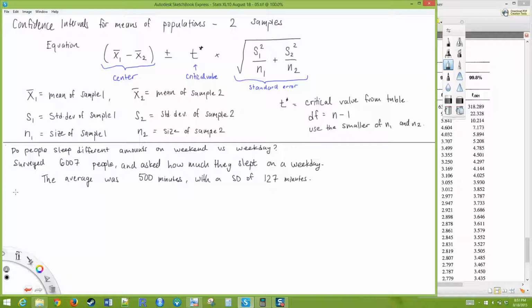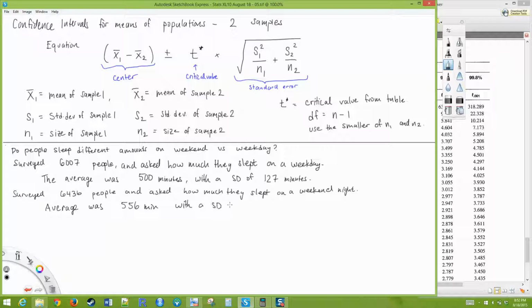Okay, and then for the weekend, we surveyed 6,436 people. How much they slept on a weekend night, and the average of these 6,436 was 556 minutes, with a standard deviation of 141 minutes. Okay.